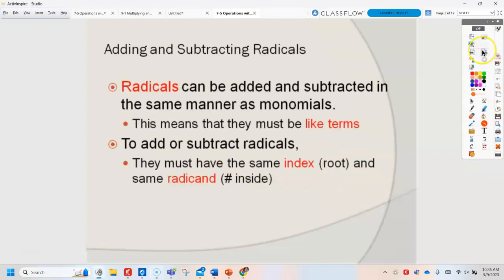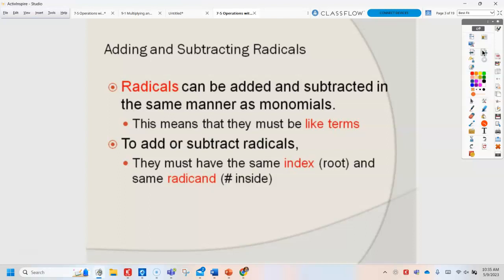So what we're going to do is continue to focus on simplifying a radical. If a radical can be simplified, then you must simplify it. That simplification will allow you to add and subtract them together. So again, radicals can be added and subtracted in the same manner as variables. They must be like terms.